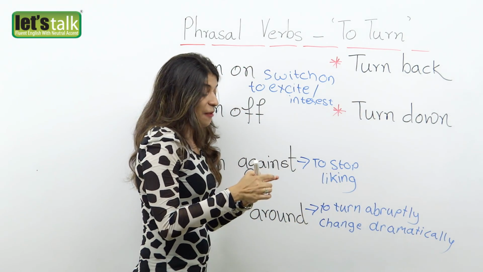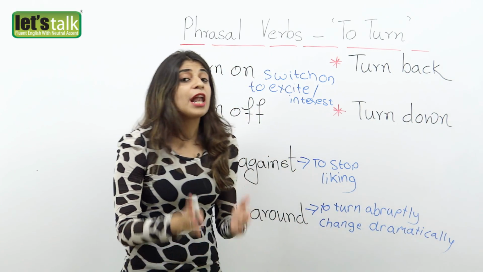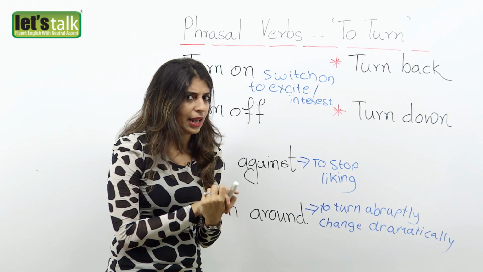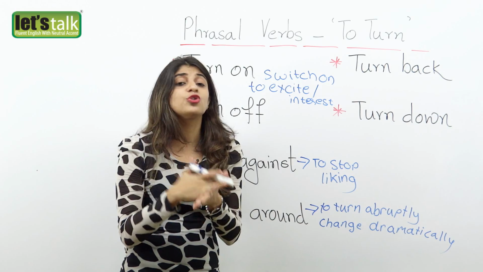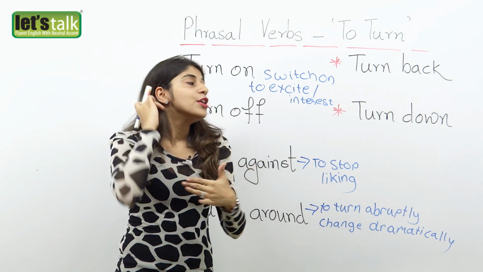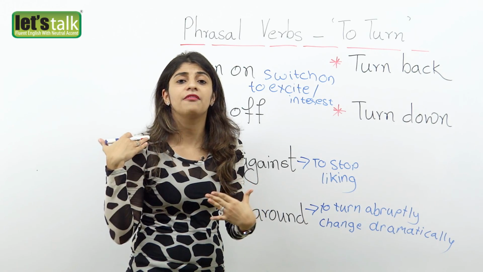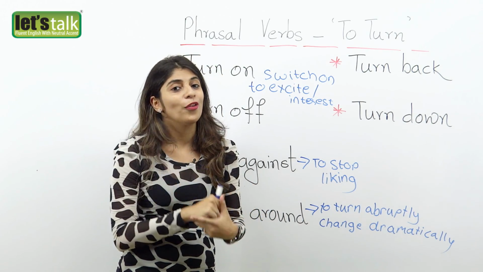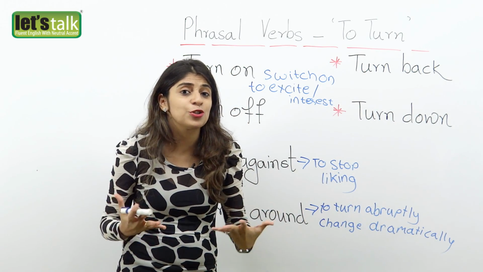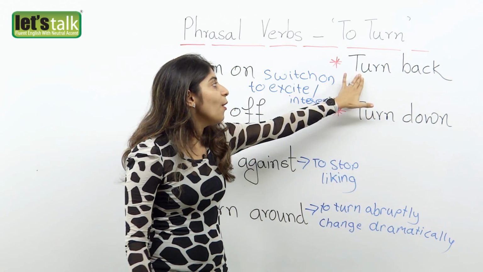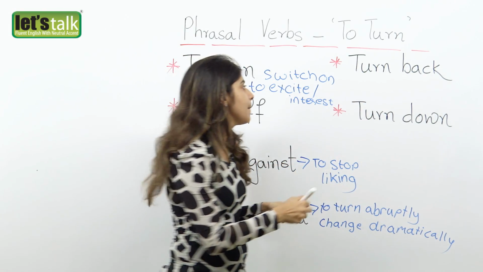All right, now let's have a look at another one. To turn back. Now, to turn back also has two meanings. The first one is to turn back means to change your plans, okay? So for example, there is no turning back after we have invested so much money on this project. So this means that you can't really change your plans, right? So turn back means either to change your plans, okay?